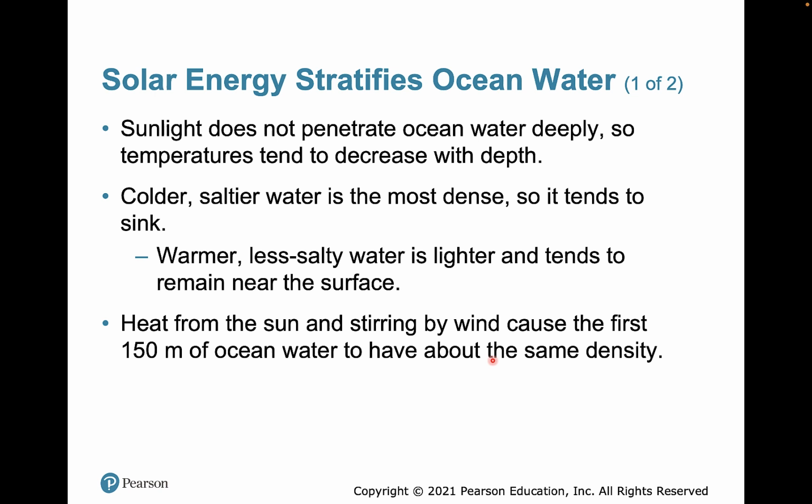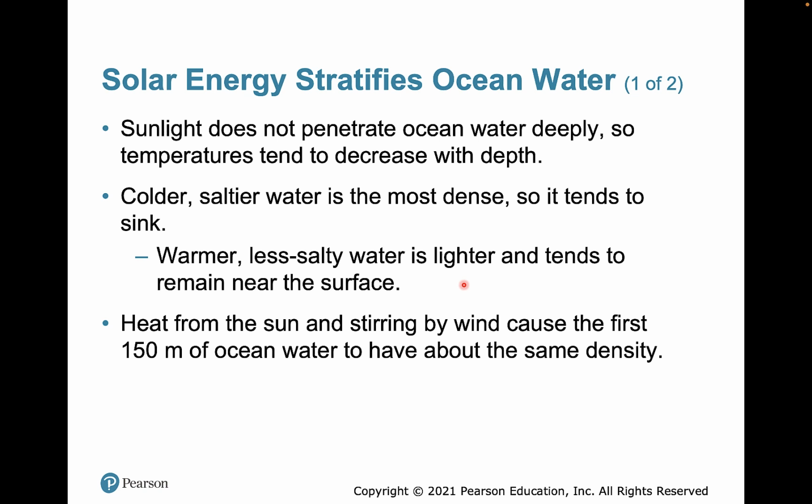So sunlight doesn't penetrate very deeply into the ocean water. So as you go deeper down into the water, temperatures get colder. Colder, saltier water is the most dense. Okay, it's denser, so it tends to sink. Warmer, less salty water is light, and it stays towards the surface. It's less dense. All right.